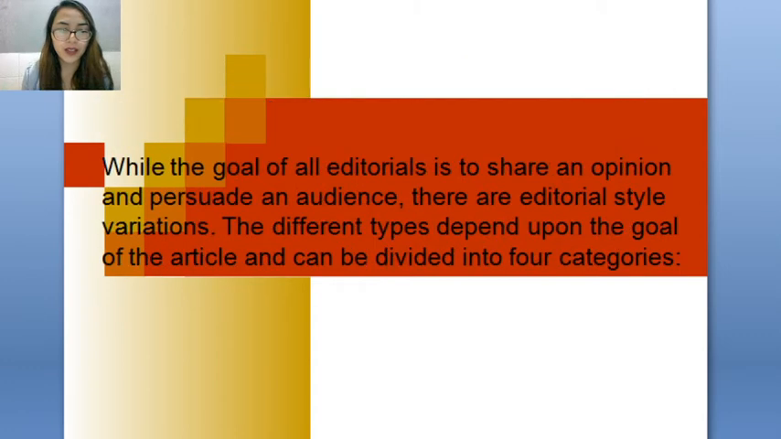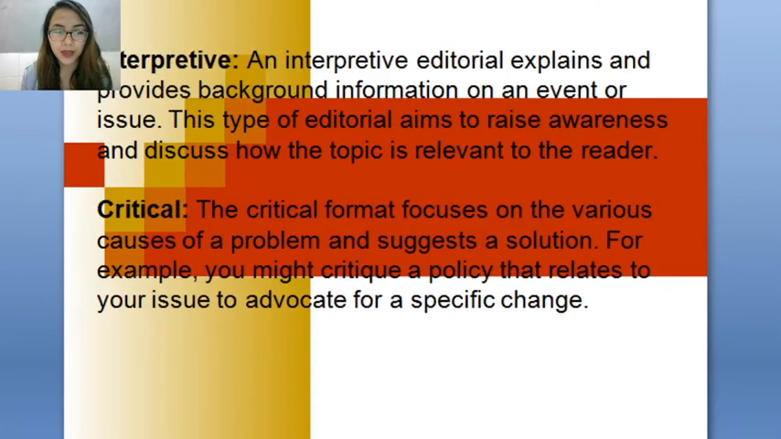Now, let's talk first about interpretive. Later on, guys, I'll be providing examples na mga sinulat na mga editorials para makita niyo yung pagkakaiba. When we say interpretive, it's an editorial that explains and provides background information on an event or issue. This type of editorial aims to raise awareness and discuss how the topic is relevant to the readers. So at this moment, interpretive, you are providing information. Raising awareness, yung ginagawa mo dito.